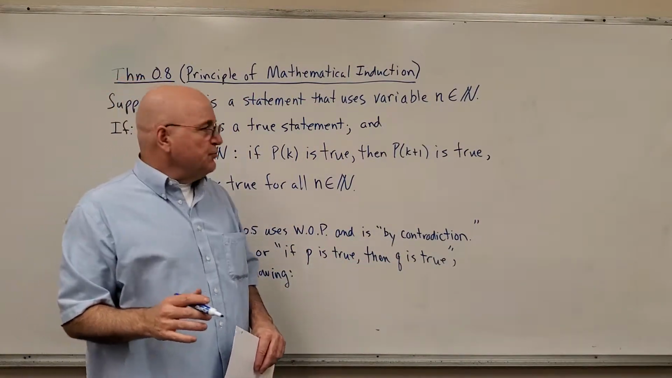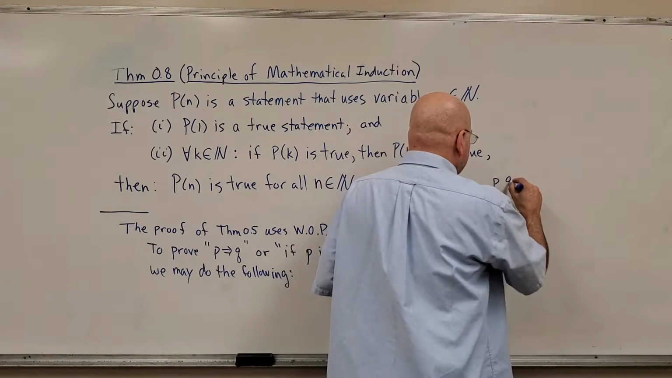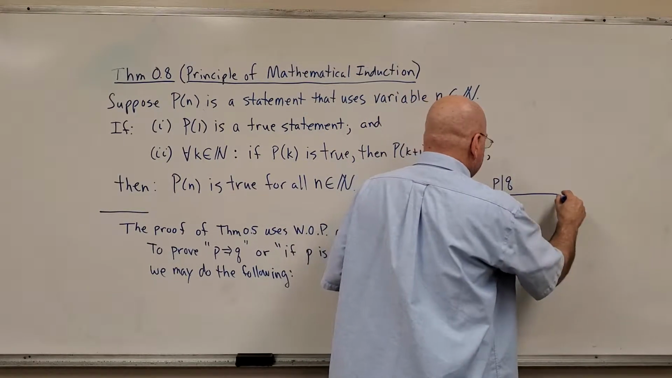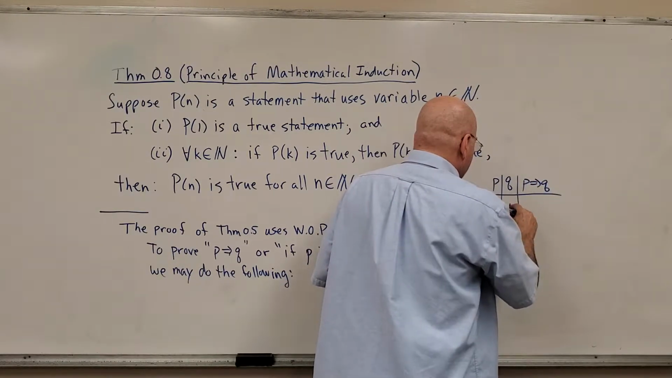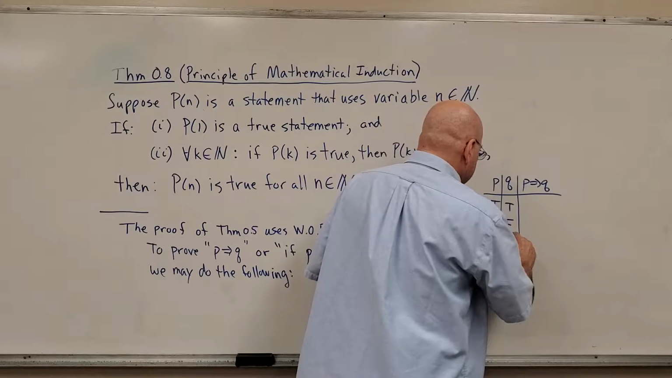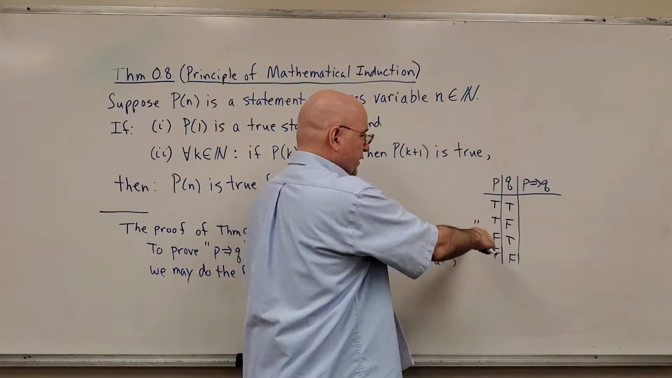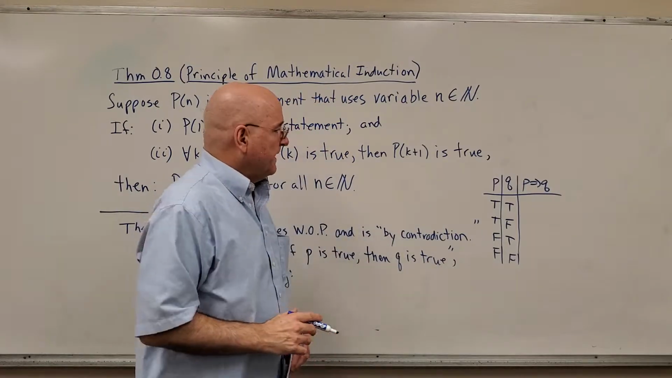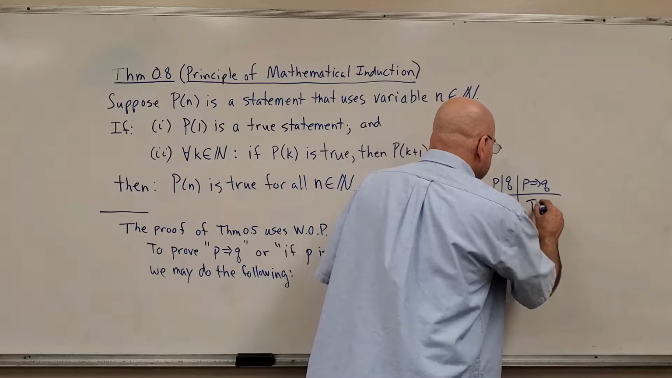And if you remember the truth table, maybe I should squeeze it in here real quick. For P implies Q, we do all the possible values for P and Q. True, true, true, false, false, true, false, false. And we find that most of these are true. This is true. This is the only false one.